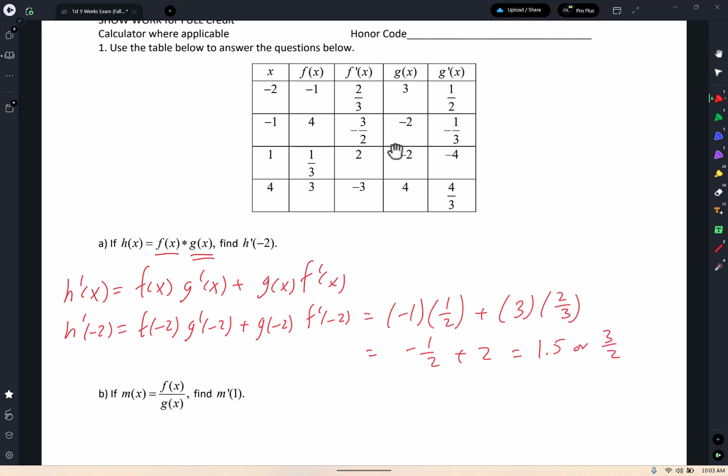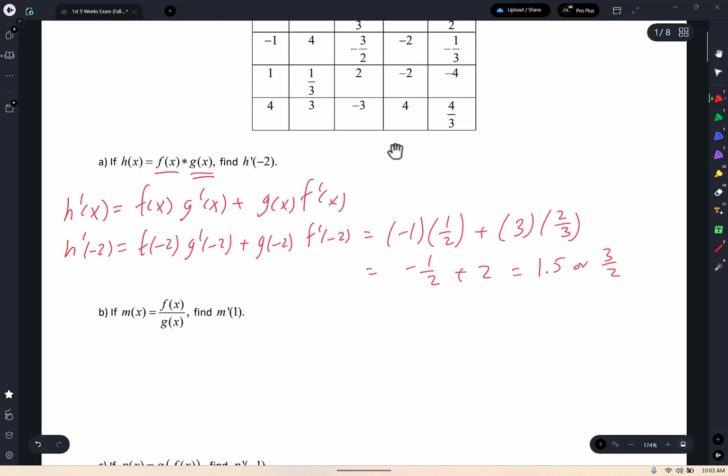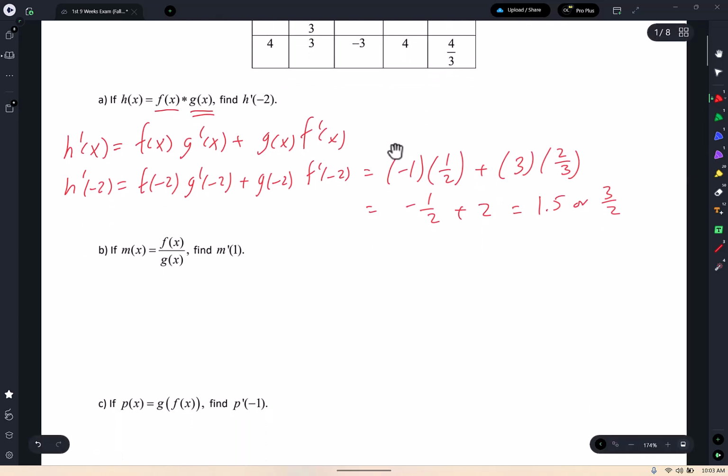What do you guys think? Not bad, right? Letter B, what rule? Quotient. Some of you reversed it. M prime of x. I'll pass out your exams. I have them over there. I'll pass them out in a little bit.